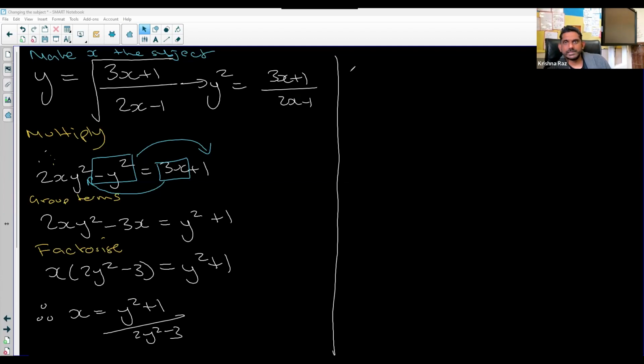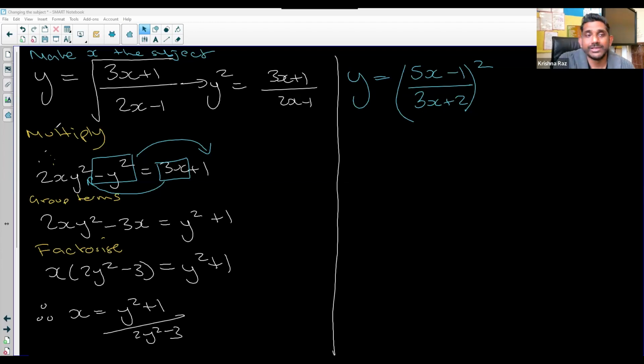So one more, very similar. This time I'm going to say y equals 5x minus 1 over 3x plus 2, all squared. So this time, what do we need to do? Excellent, well done. We have to get rid of the squared by square rooting. So essentially we have the square root of y equals 5x minus 1 over 3x plus 2. Now we're in exactly the same position as we were earlier.